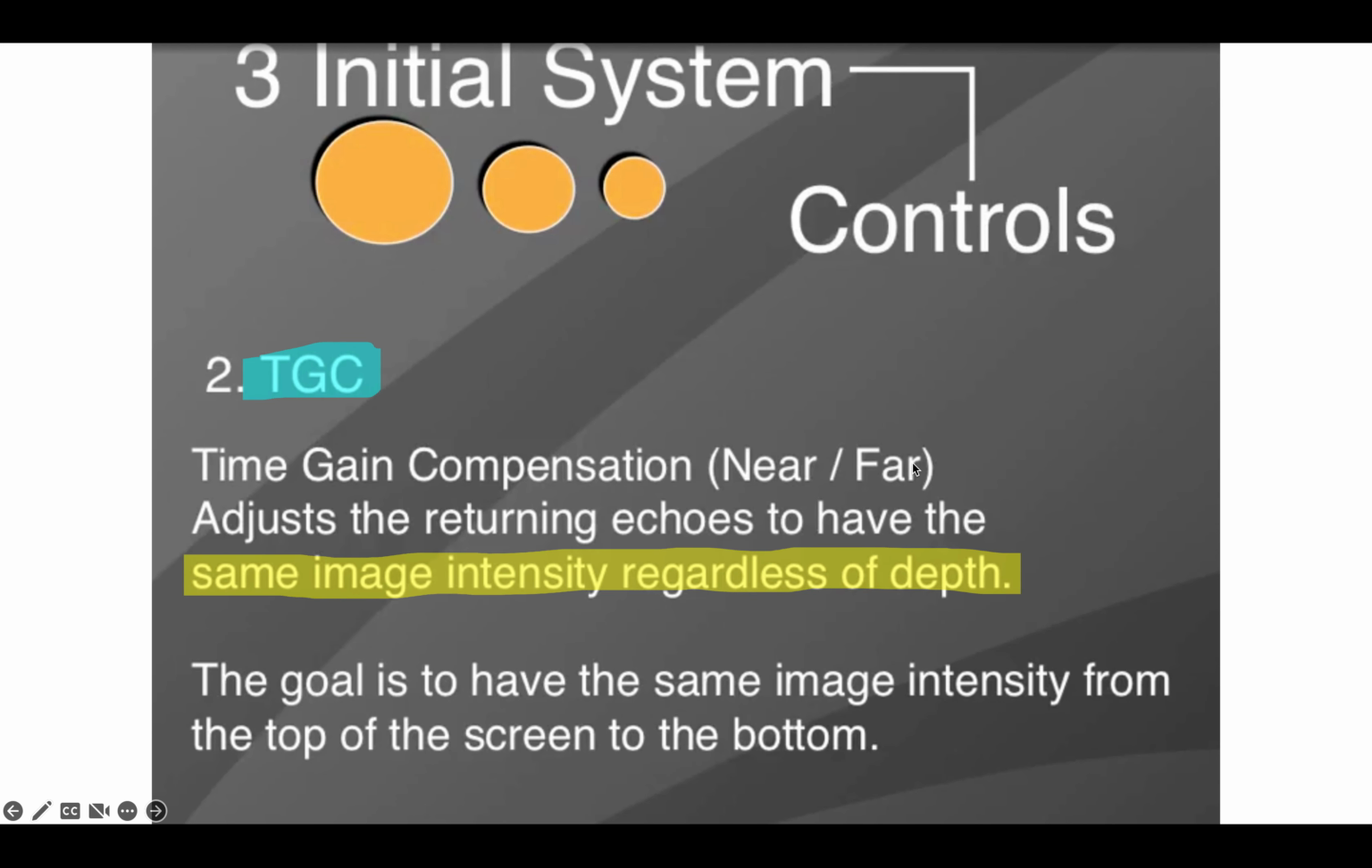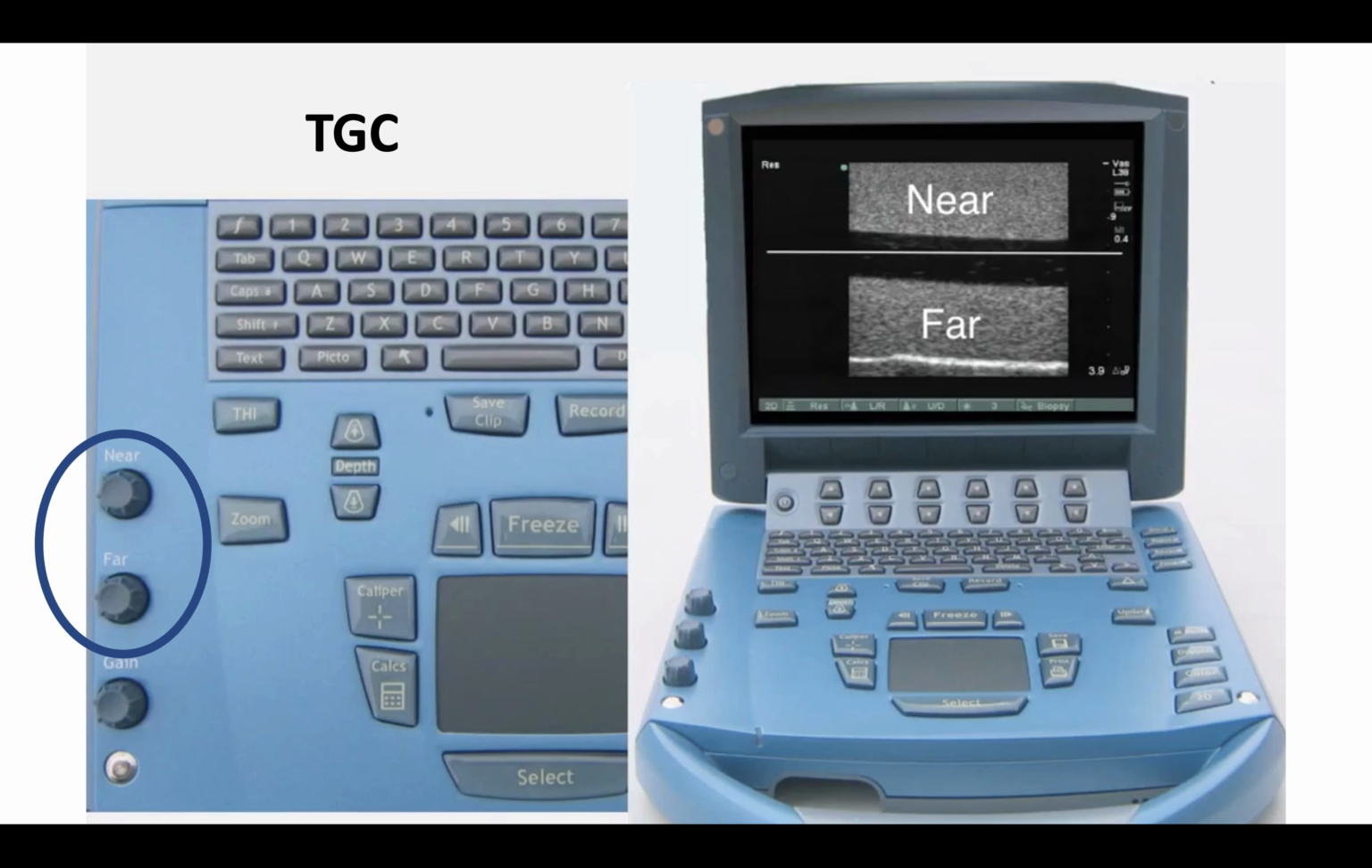Another system of control is time gain compensation, TGC. Sometimes we'll see a single TGC button. Sometimes we have two buttons, one near, one far. The whole idea is to adjust the intensity of returning echoes to have the same image intensity regardless of the depth. I'll demonstrate it so it's clear.